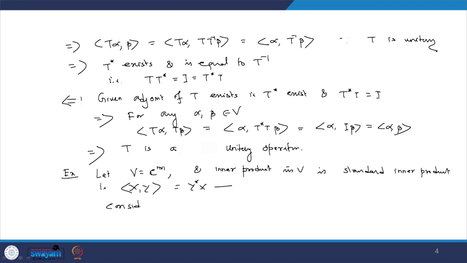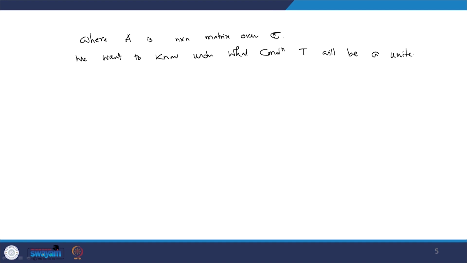Consider a linear operator T on V defined by T of x is equal to A x, where A is an n cross n matrix over the complex numbers C. I have taken this matrix. Now, we want to know under what conditions T will be a unitary operator.